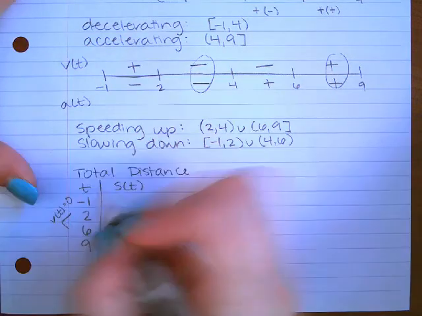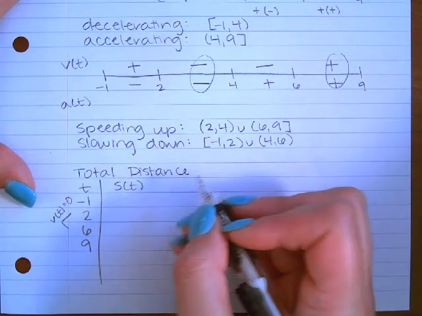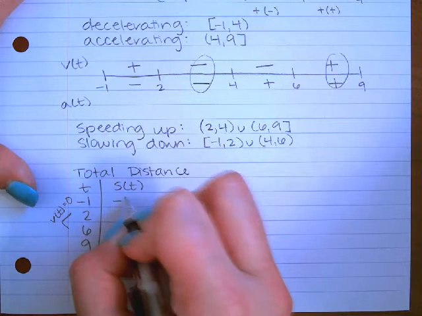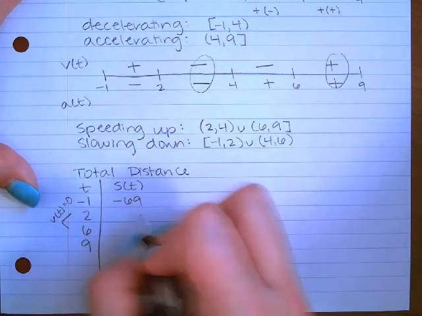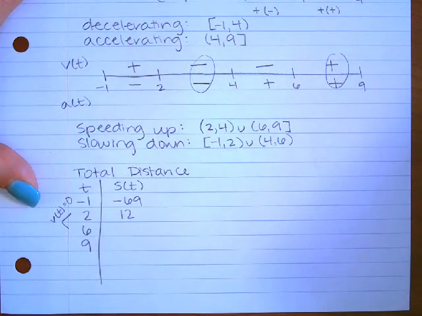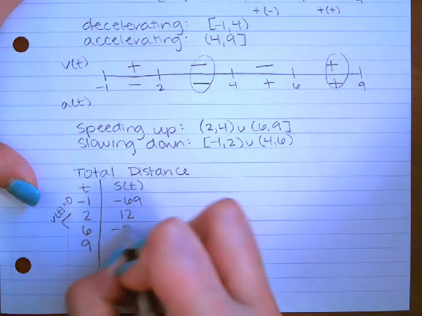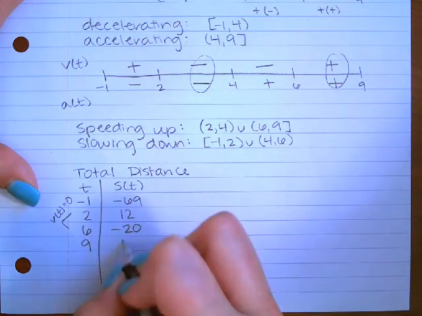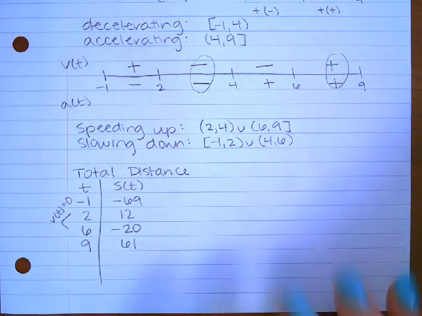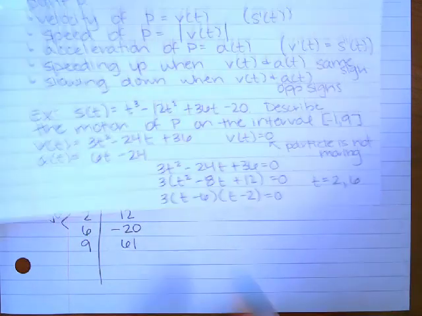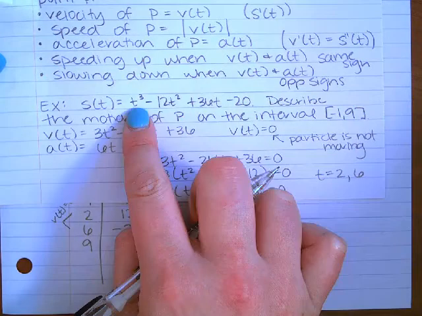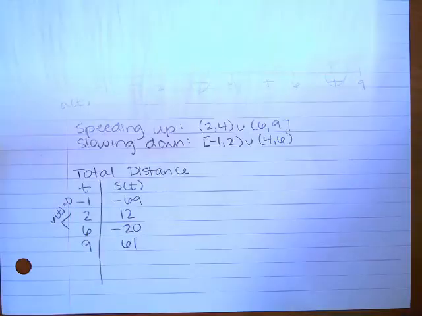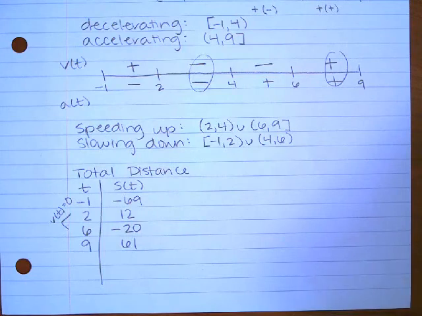So if I plug -1 into the function, and I'll save you guys some time, if I plug -1 in, I get -69 is the position. So you could say it's 69 units to the left. Then when I plug in 2, I get 12. When I plug in 6, I get -20. When I plug in 9, I get 61. And again, to get those numbers, I'm just taking that position equation and figuring out where the particle is, thinking about it in terms of being on the x-axis, having moved to the left or right.